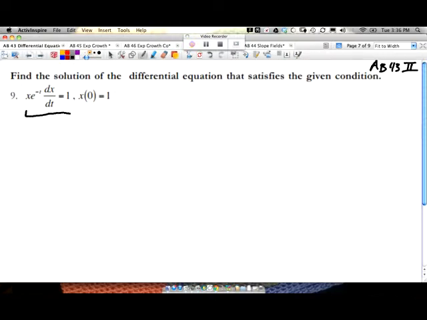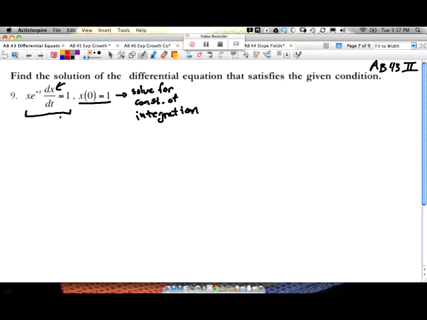So I look at this, and not only am I given an equation with dx dt, all this kind of stuff, but I'm also given some information here. And anytime you're given a condition where it tells you some values, this is going to lead you to solve for the constant of integration. So let's do that. Let's figure out the integral and have a constant in it and solve for that constant.